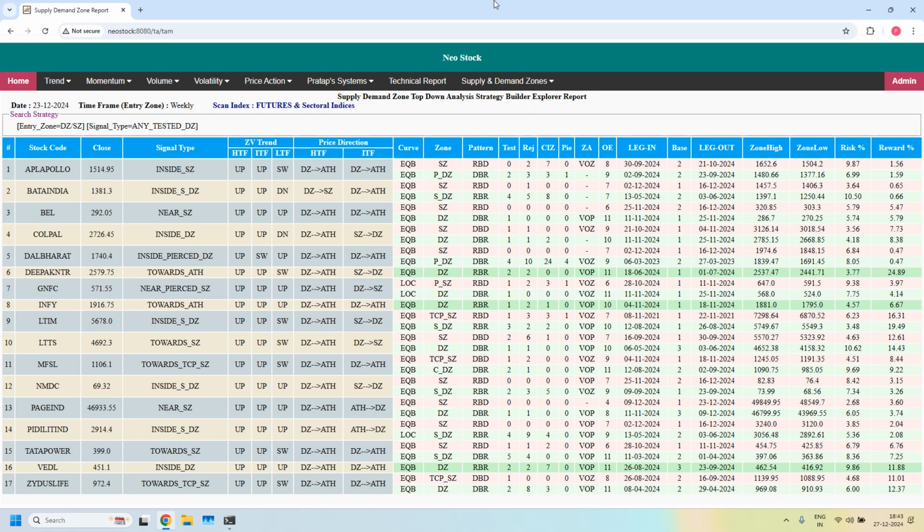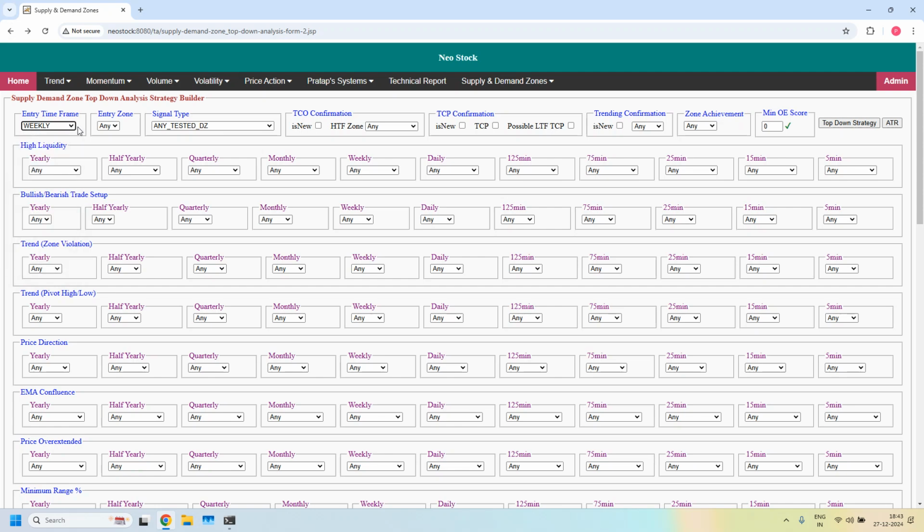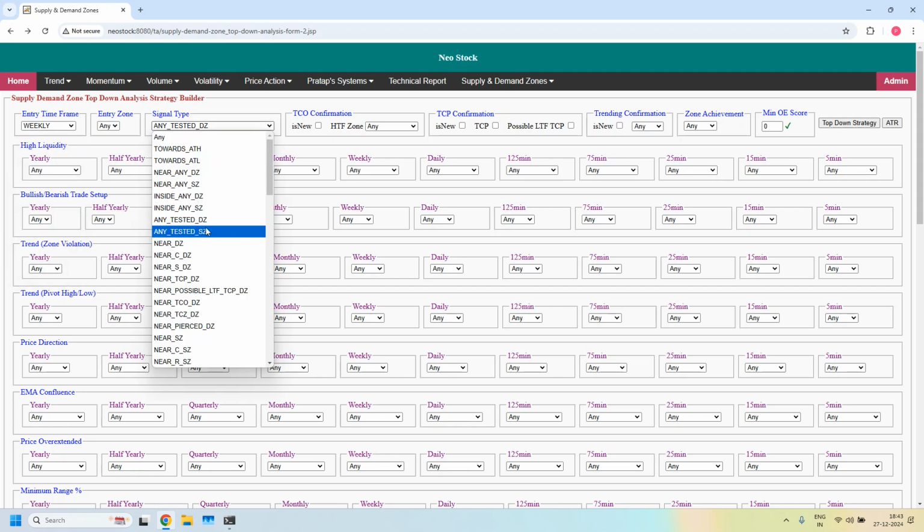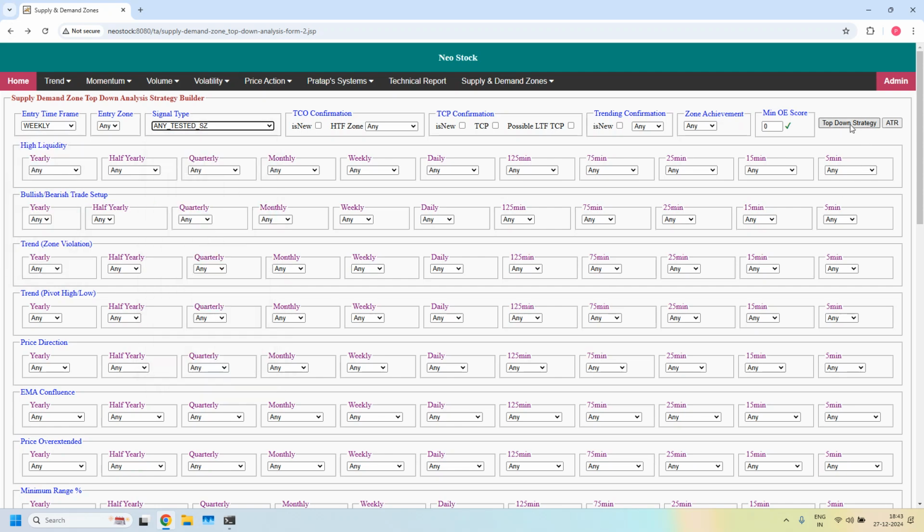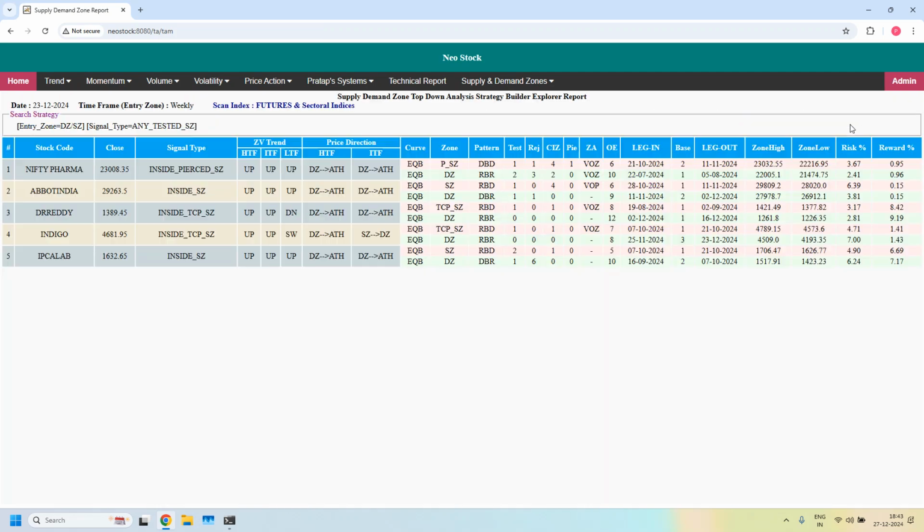Okay, next, weekly time frame. Let us find the tested supply zones during this week. The stocks having the weekly supply zones. So these 5 stocks having the weekly supply zones are tested during this week.